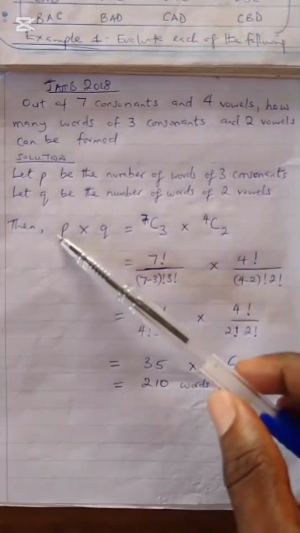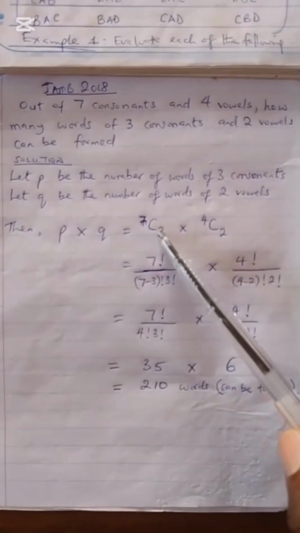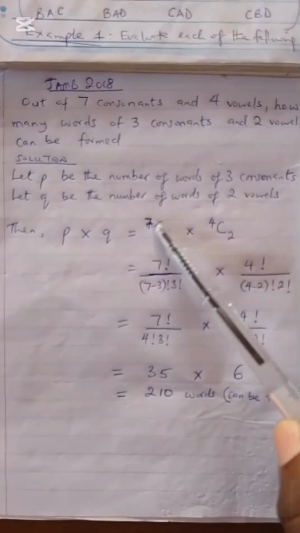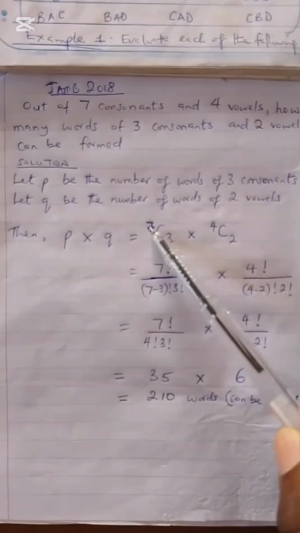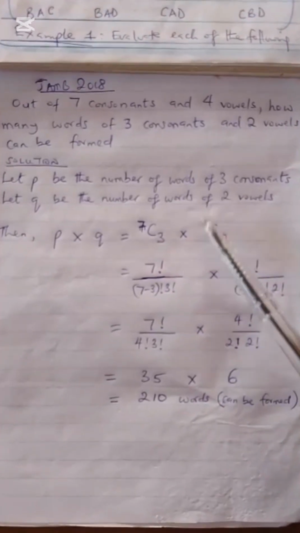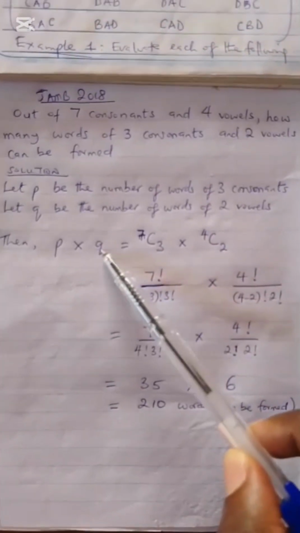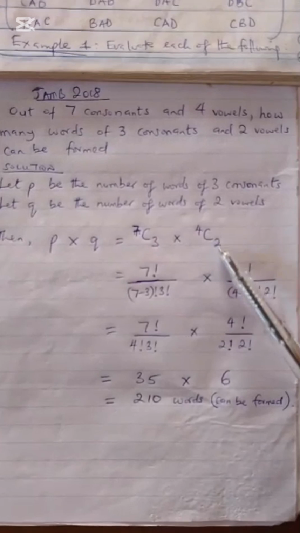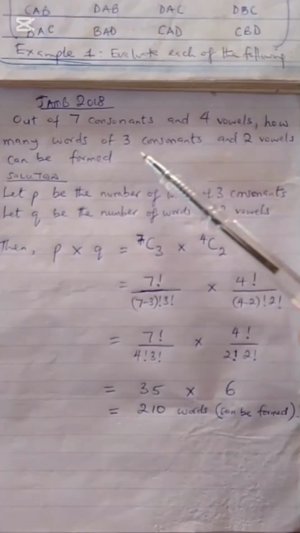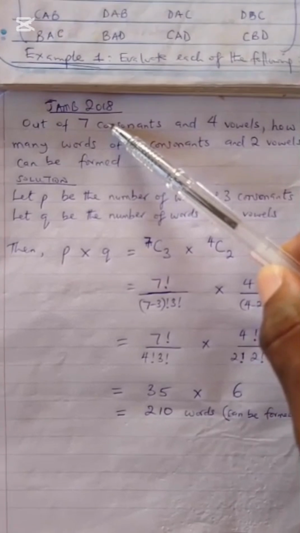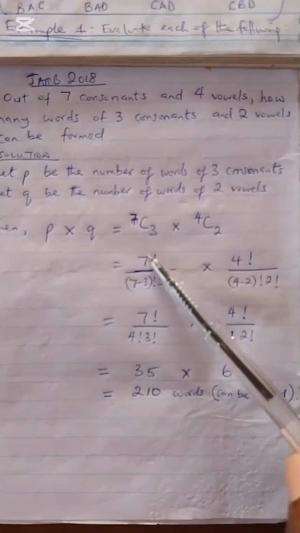So P is basically 7 choose 3. That's the symbol for combination. So P will be 7 choose 3, and Q, the number of words, will be 4 choose 2, because we're talking 2 vowels out of a total of 4 vowels, and 3 consonants out of a total of 7 consonants. So apply your formula for combination.